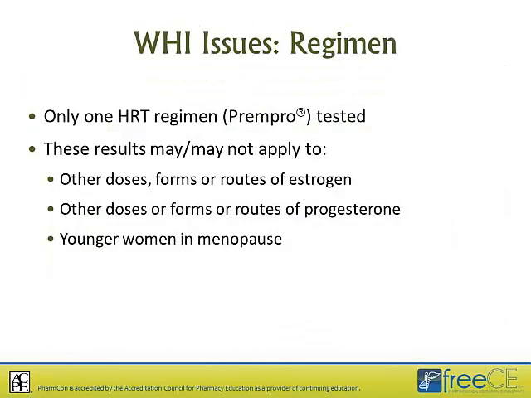Now, when the WHI was published, there were several issues that came up specifically regarding the regimen that was used, in that people argued that only one hormone therapy regimen was tested, specifically being Prempro, and that these results may or may not apply to other doses, forms, or routes of estrogen, other doses, forms, or routes of progesterone, and also younger women in menopause. Since then, we've had some data to help explain and expand some of this knowledge. Let's take a look.